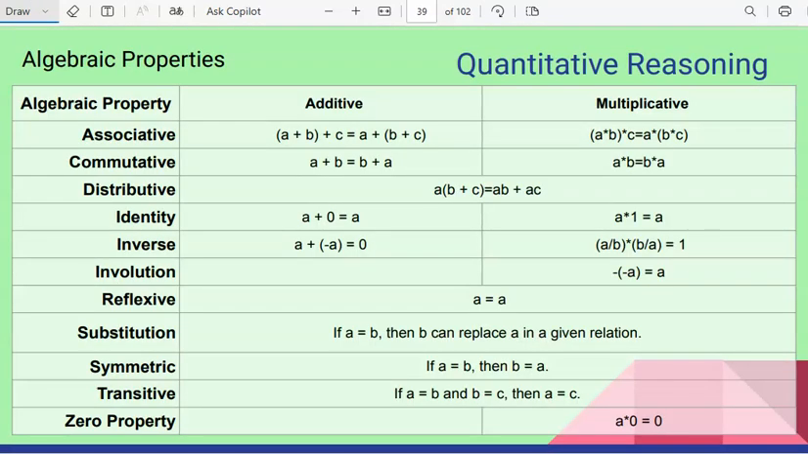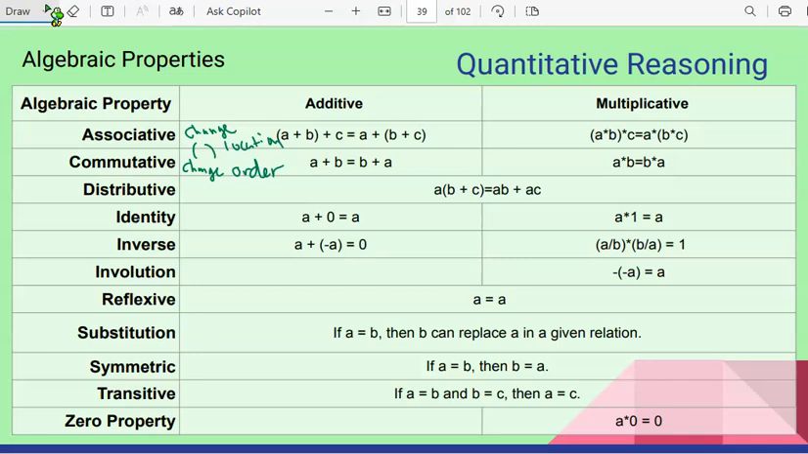Here are the algebraic properties that may show up. For the associative property, you just change where the parentheses are. Notice on this side of the equation, it's around the a plus the b, but on the other side, it's on the b plus c part. Commutative, you change the order of the terms. So instead of a plus b, we now have b plus a. Instead of a times b, we have b times a.